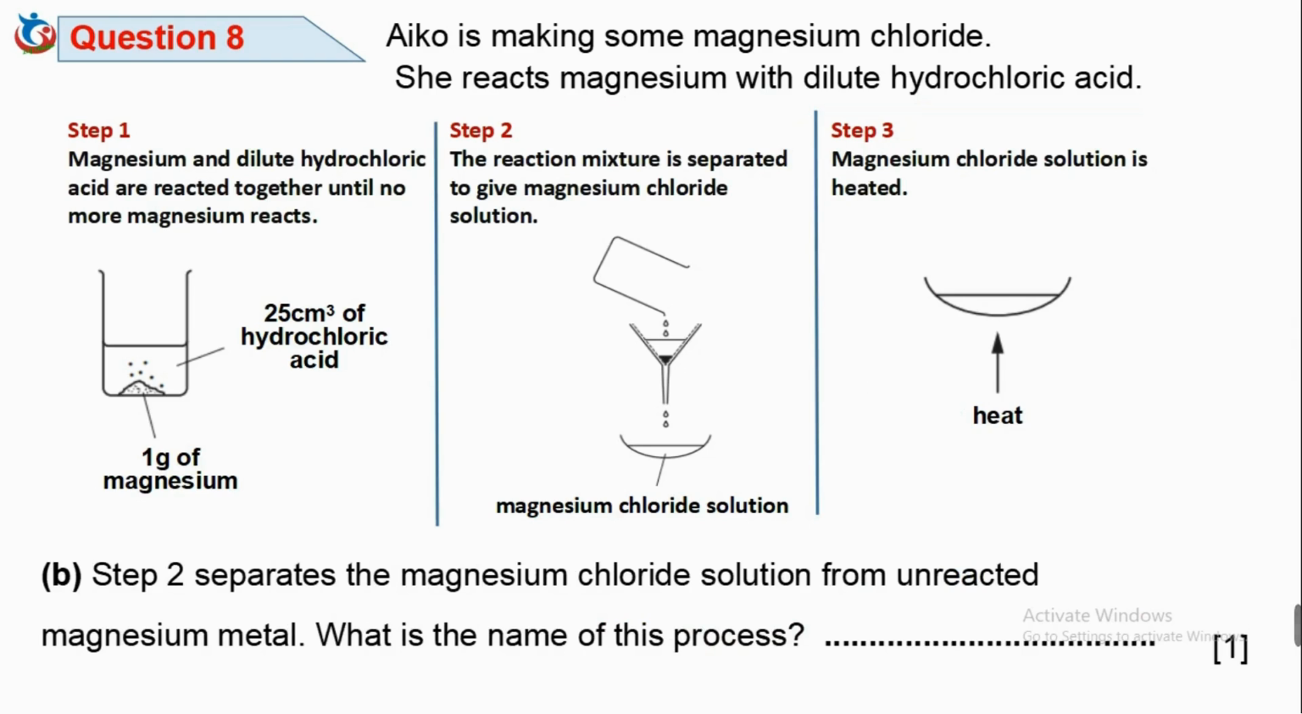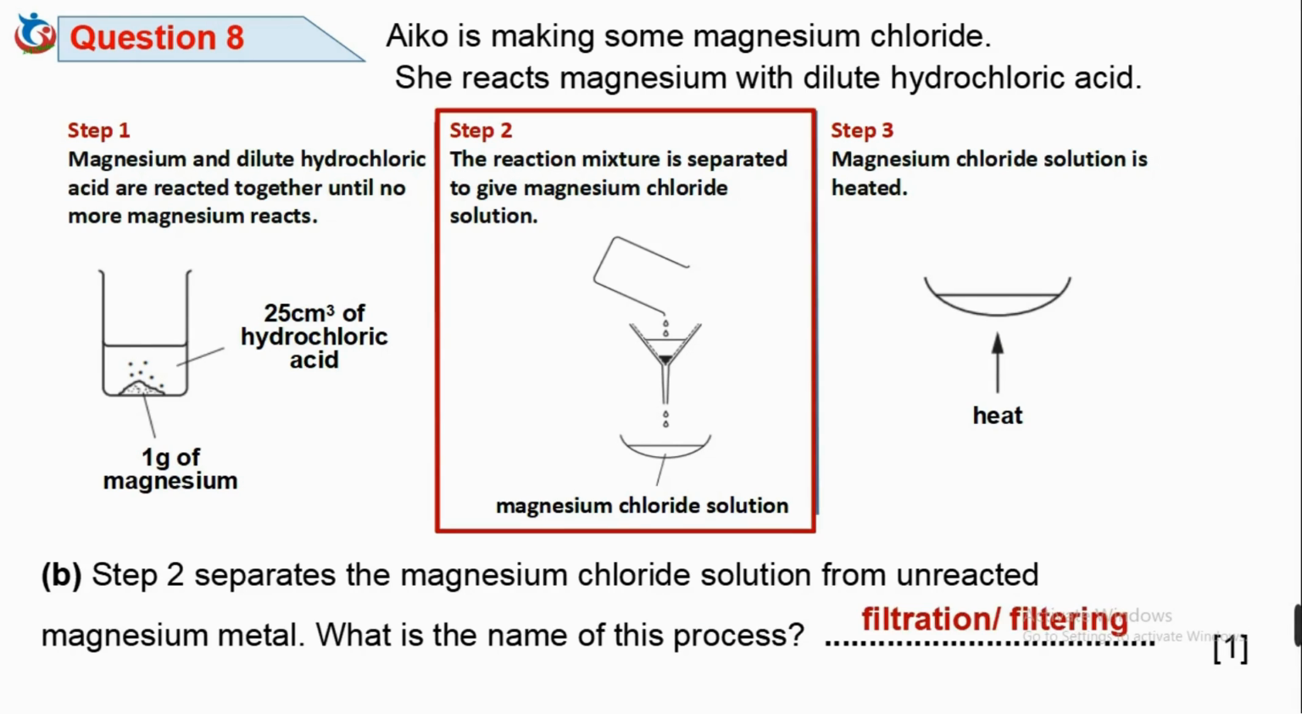Question 8b. Step 2 separates the magnesium chloride solution from unreacted magnesium metal. What is the name of this process? This method of separation is called filtration. Filtration is the process in which solid particles in a liquid are removed by the use of a filter paper that permits the fluid to pass through but retains the solid particles.